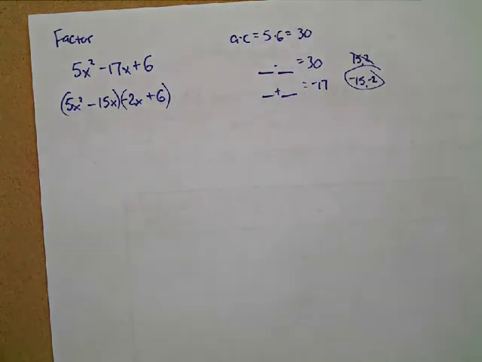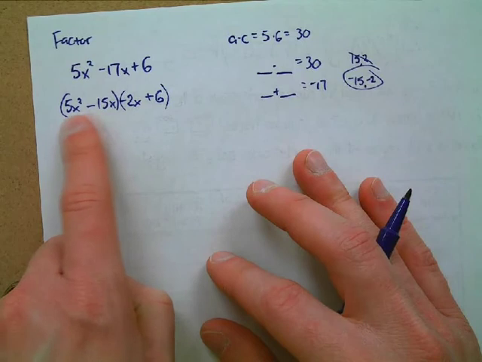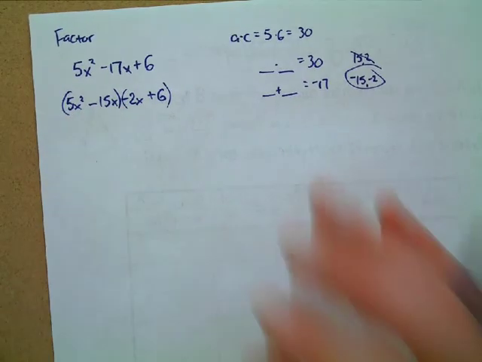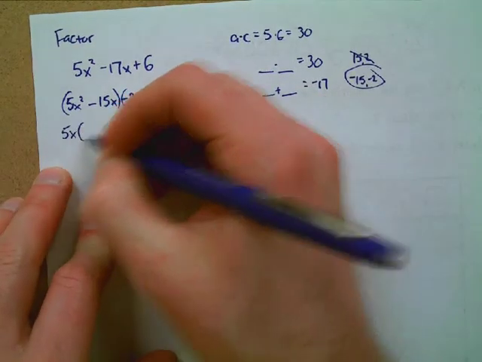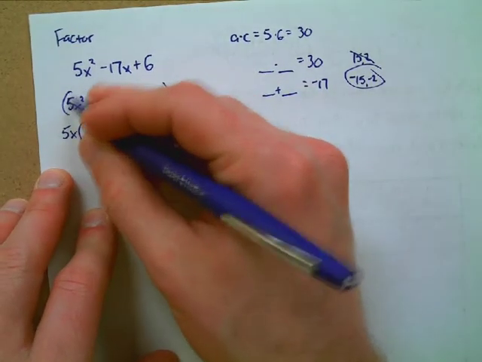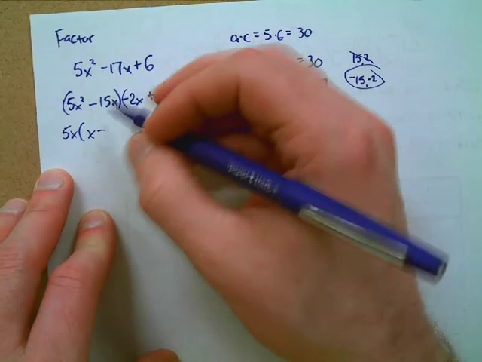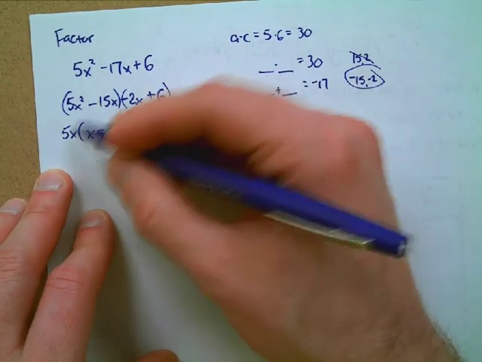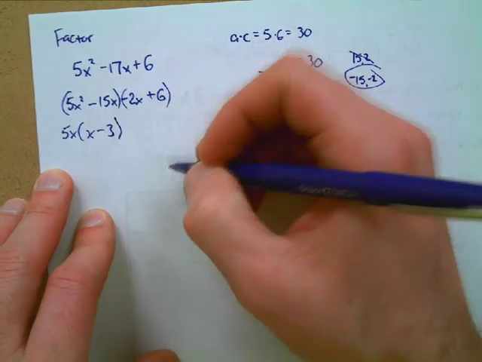From this first group, what can we factor out? They both have an x. We can take an x out of that first group. What else can we take out of that first group? They can also divide by 5, right? So we take out a 5x. If I take a 5x out of here, I'll have an x left behind. I take a 5x out of here, what will I have left behind? What's negative 15 divided by 5? 3. So it's just x minus 3.